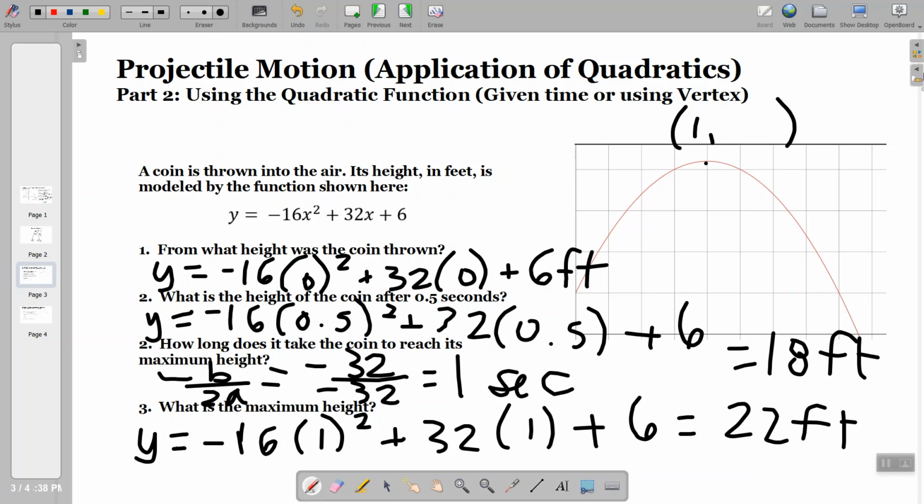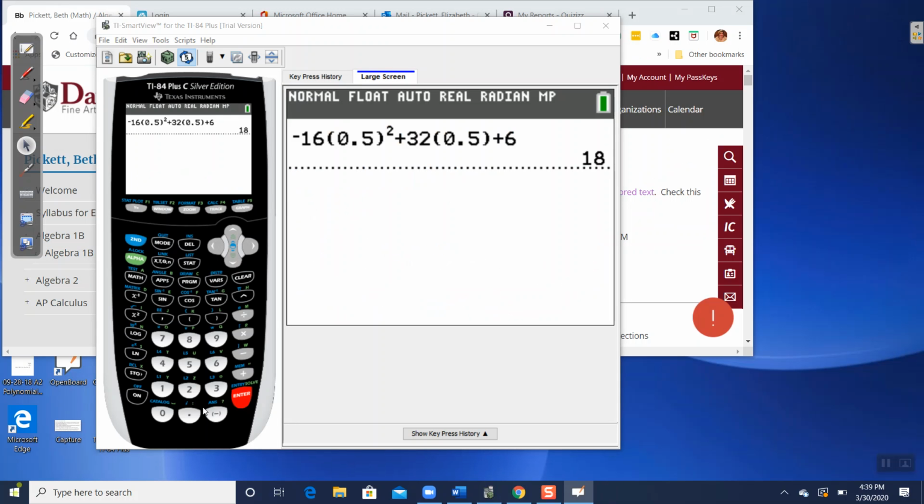Just for grins, let's check that on the calculator. -16 times 1 squared, none of you would ever put this in the calculator, I'm sure. Plus 32 times 1 plus 6. All right, and that does in fact give us 22.